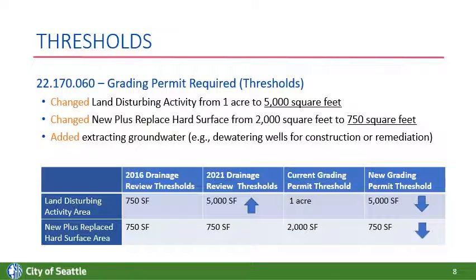So the land disturbing activity for a grading permit threshold has been reduced from 1 acre to 5,000 square feet. The new plus replaced hard surface from 2,000 square feet to 750 square feet. That's to bring it in line with our drainage review thresholds that any construction permit would fall under, so to make it consistent with the grading permit as well. In addition, if you're adding extracted groundwater, say for dewatering wells for construction or remediation of a contaminated site.